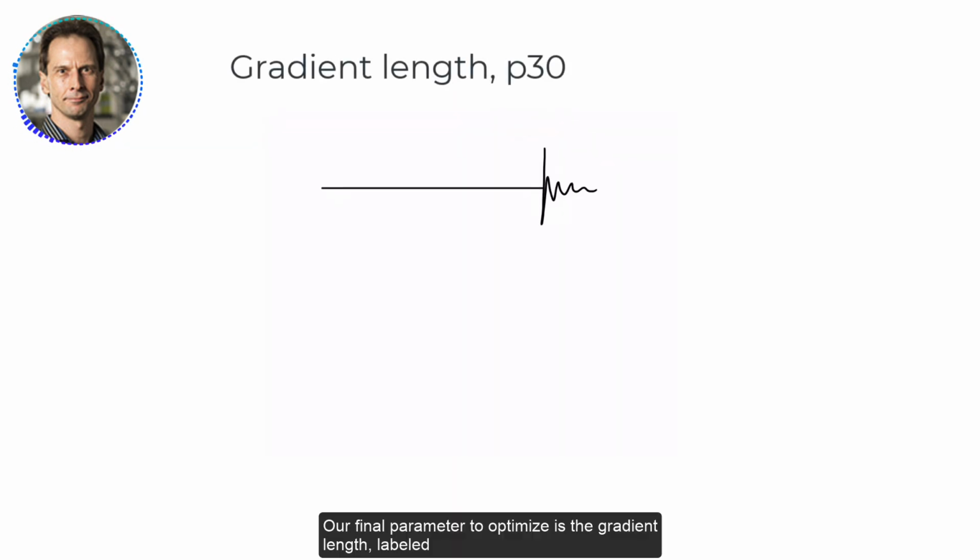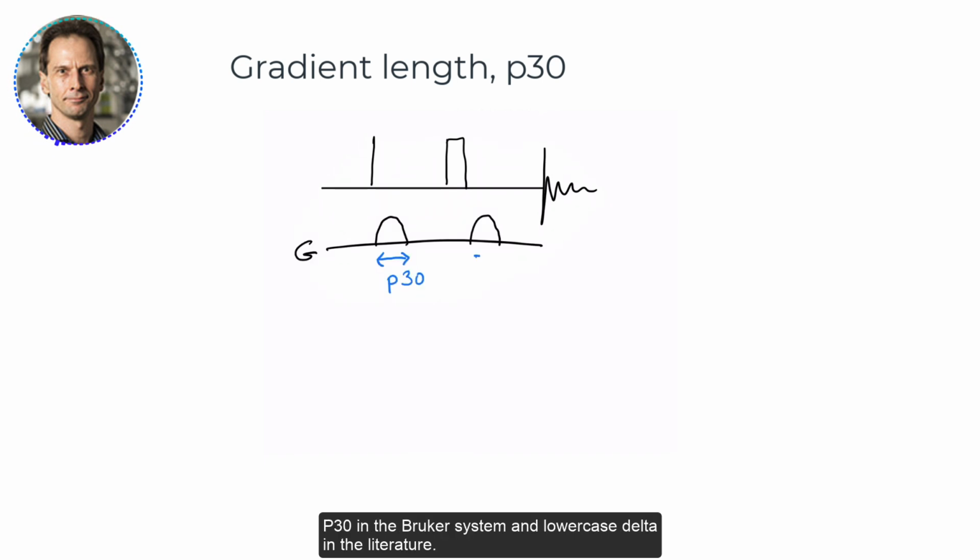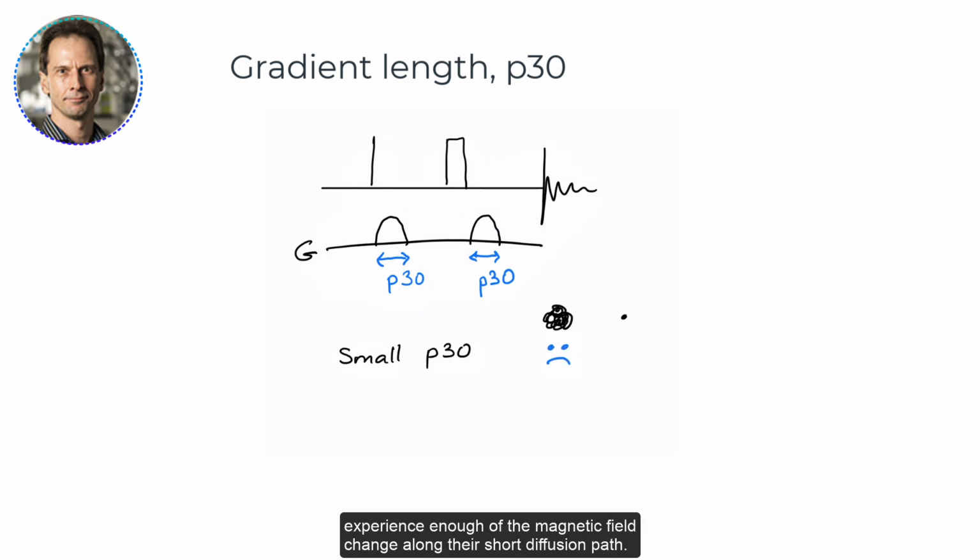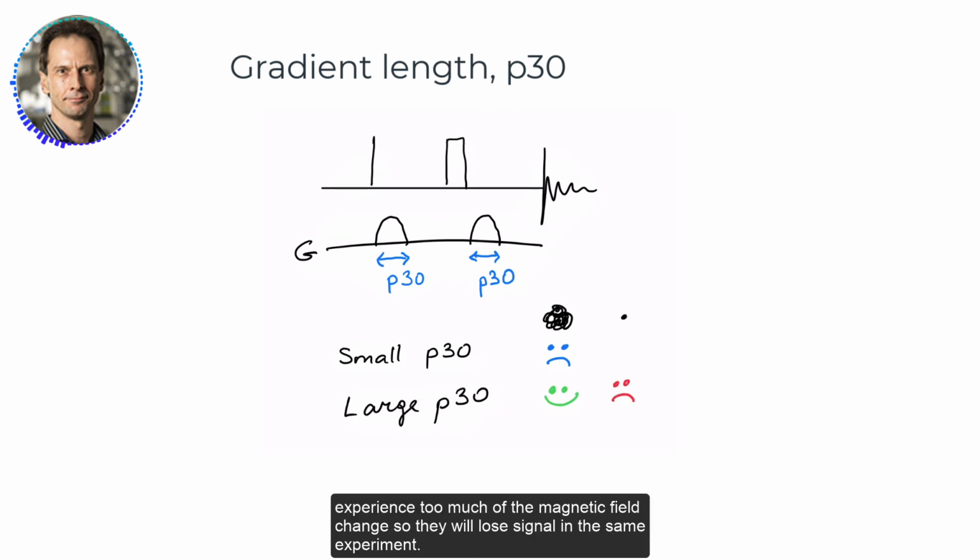Our final parameter to optimize is the gradient length, labeled P30 in the Bruker system and a lowercase delta in the literature. The longer the gradient, the stronger the effect on the NMR signal. If P30 is small, slow-moving larger molecules may not experience enough of the magnetic field change along their short diffusion path. Increased P30 will reveal diffusion of larger molecules, but will make smaller molecules experience too much of the magnetic field change, so they will lose signal in the same experiment.